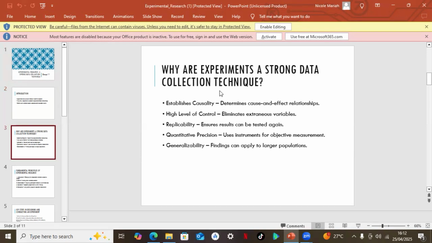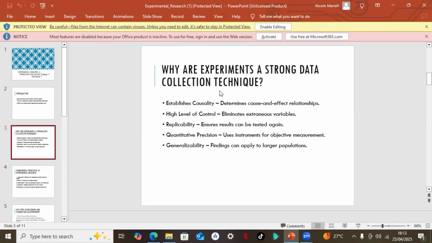So why are experiments a strong data collection technique? Establishes causality. So this means experiments help us determine if one variable causes a change in another. And then there's also high level of control, which means researchers can control the environment and other influencing factors so the results are more accurate. Then there's replicability, which ensures that experiments can be repeated to check if results hold true over time, which improves reliability.